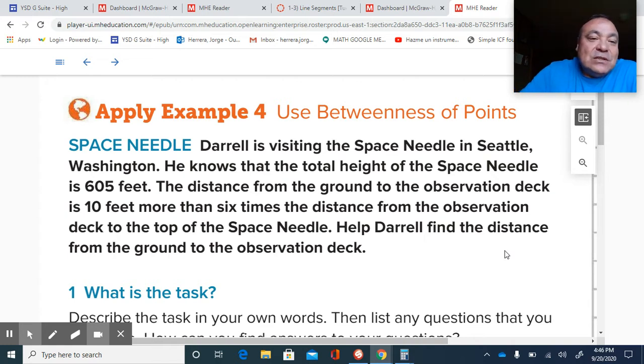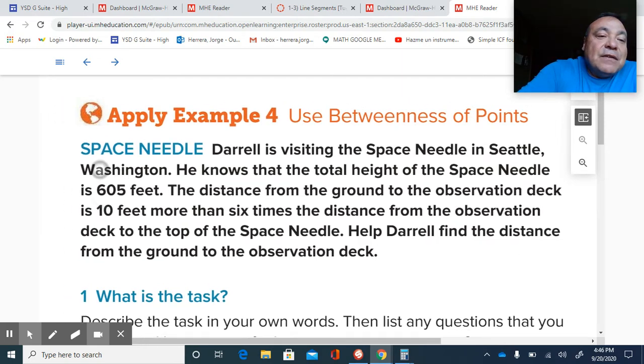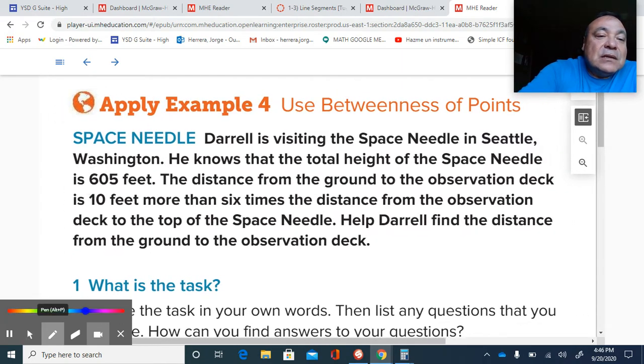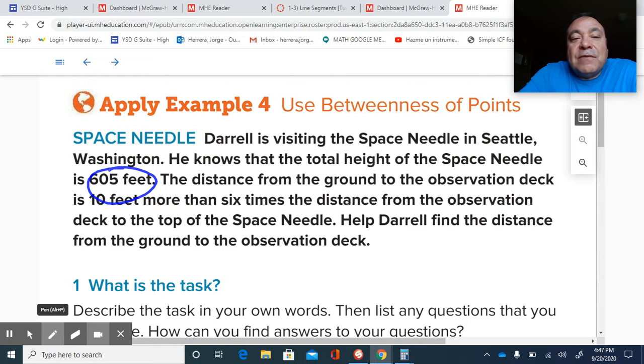Okay. So let's notice here, guys, that we have Daryl who's visiting the Space Needle in Seattle. We've all been there for the most part, and he knows the total height of the Space Needle is 605 feet, guys. So this one is 605 feet all the way from the ground to the top of the antenna. Now the distance from the ground to the observation deck is 10 feet more than 6 times the distance from the observation deck to the top.